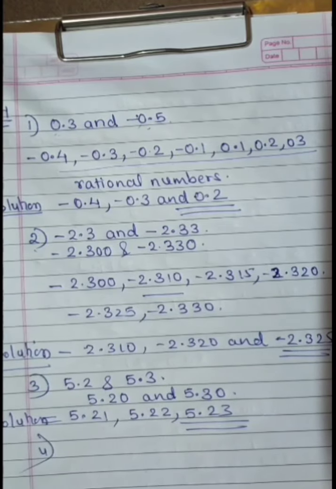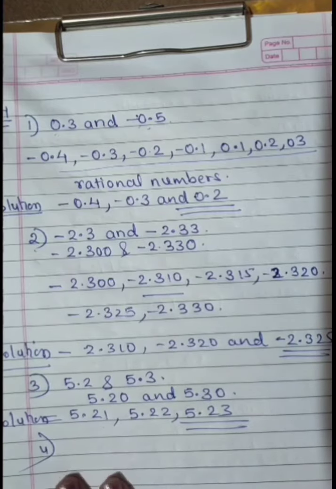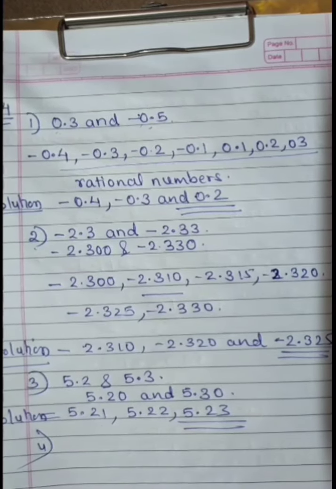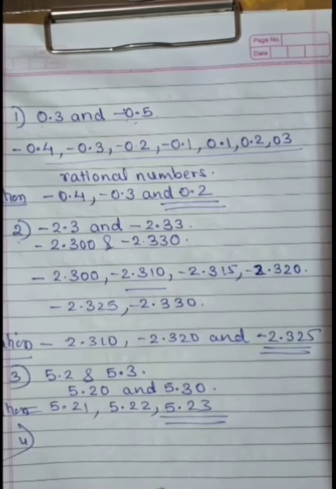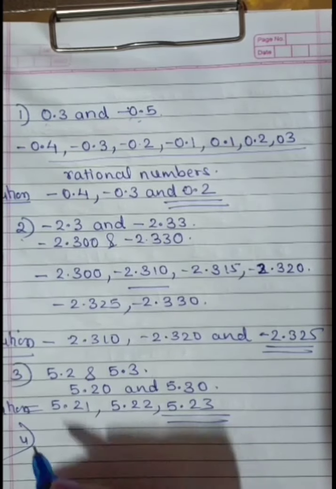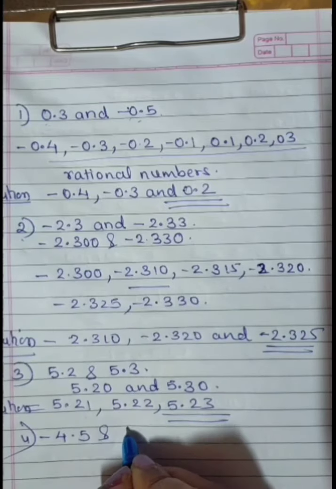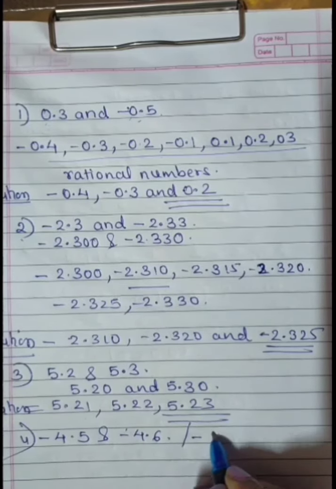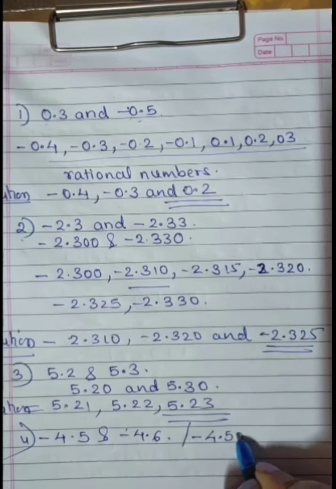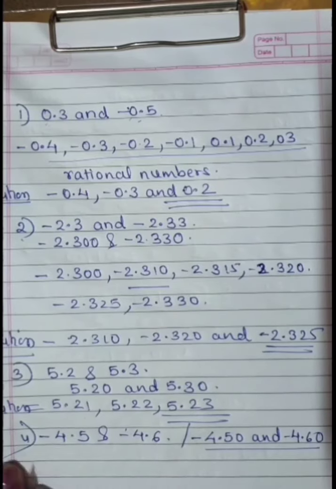Now I am moving to the fourth one. I hope you are understanding what I am writing. Okay. Now again I am writing. The next one is minus 4.5 and minus 4.6. Okay. Now here also minus 4.50 and minus 4.60 it is. So we are writing here.